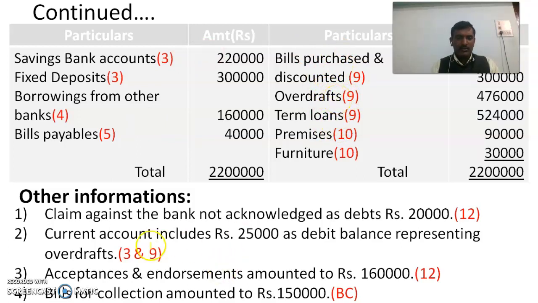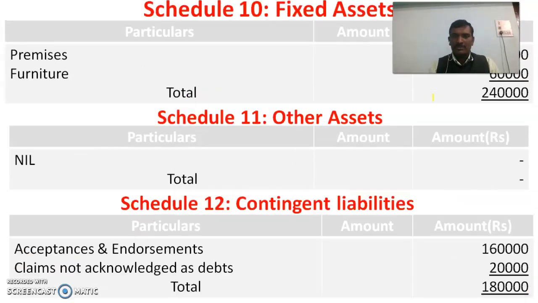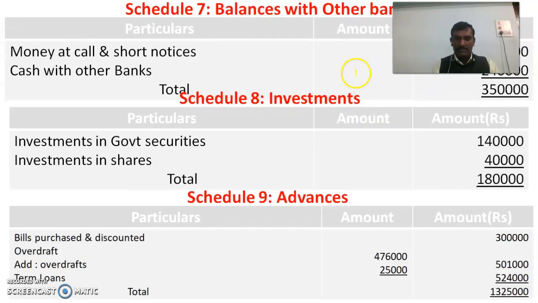With these, we have to make adjustment number 2. Here 25,000 as debit balance representing overdraft. So under this overdraft, we have to adjust the balance given in the adjustment. So just look over that here. Advances, bills purchased and discounted as it is, we will take. Overdraft is to be adjusted here like this, 25,000. Then balance is taken to the outer column. Term loan is 5,24,000. Total of this schedule is 30,25,000.